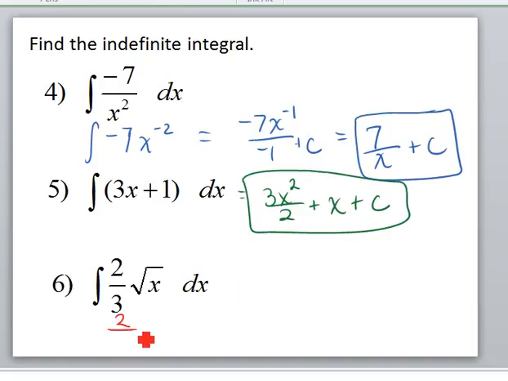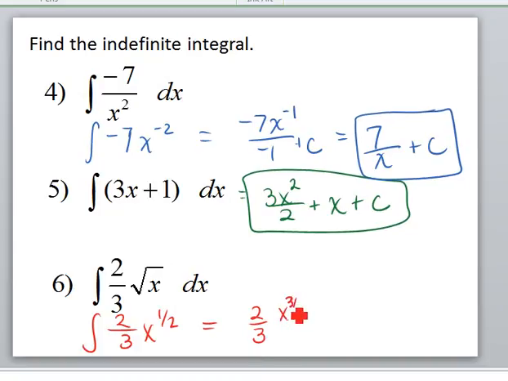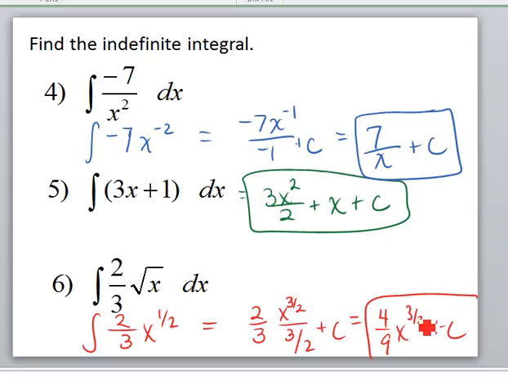Last example on this slide, we'll rewrite this first of all. And when we take the integral of it, we get 2/3 x to the 3/2, raise it by 1, put it over that power, plus c. We'll clean this up. 2/3 divided by 3/2 really is 4/9. x to the 3/2 plus c. Maybe you don't feel comfortable with that, you can check it. 3/2 times 4/9 is 12/18, which does reduce to 2/3.